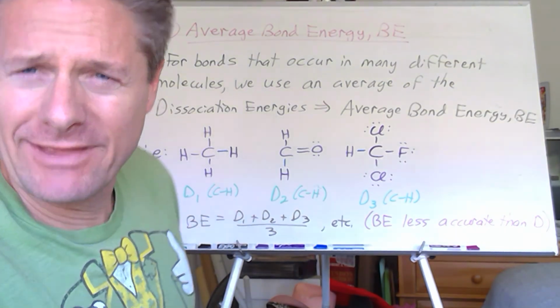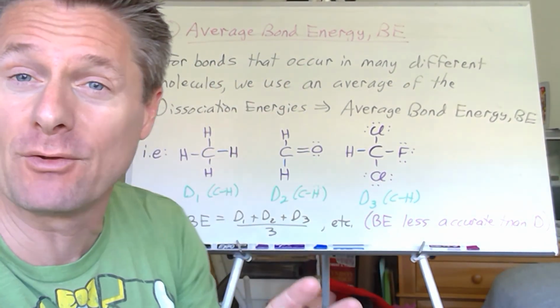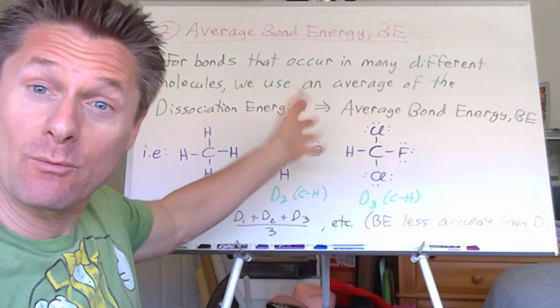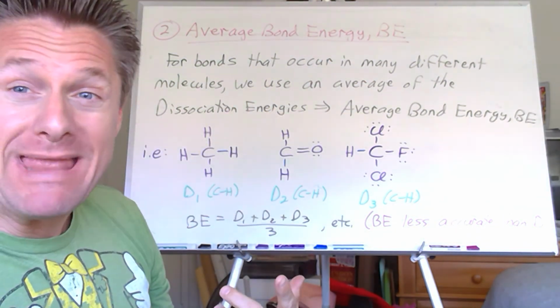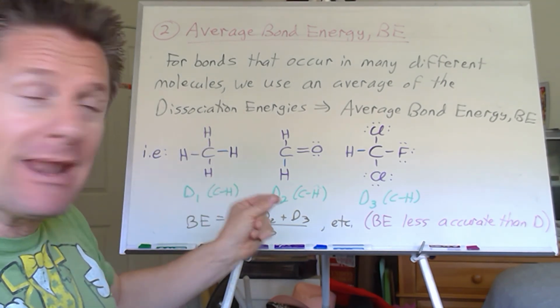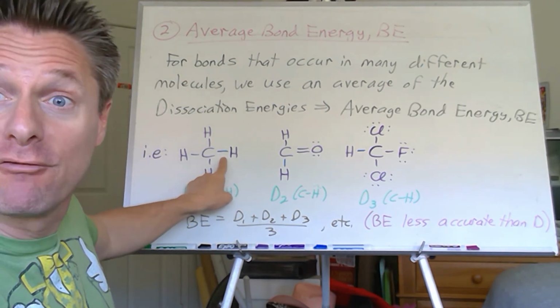This will kind of show you the conundrum we run into. What if we're dealing with not diatomic molecules now, where it's pretty straightforward what that bond dissociation energy is? What if we're dealing with molecules? That same bond can occur in many different molecular environments. So for example, we've got methane here. Let's look at the carbon-hydrogen bond in methane. Let's call that D1, the dissociation energy for that.